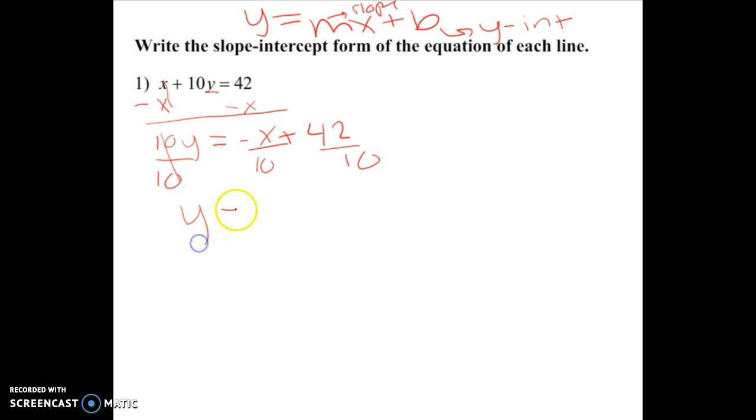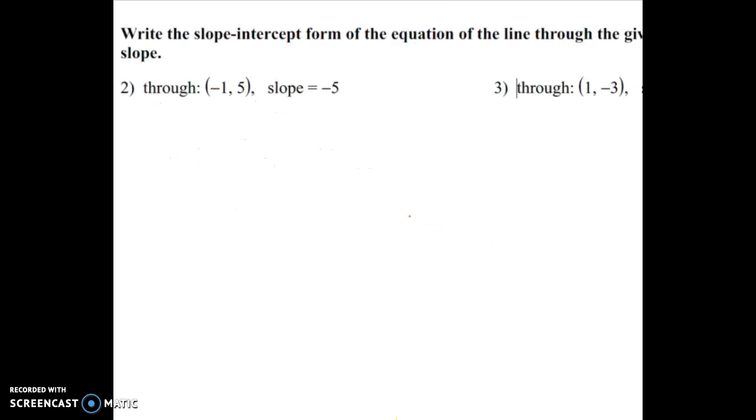So we'll end up with y equals negative x over 10. Remember, having a negative in front of a variable is like having a negative 1 if there's no other number. So this is negative 1/10 x, and we'll just leave this, the 42 over 10. You can get it in decimal form, which is 4.2, or you could leave it in a simplified fraction, which would be 21 over 5. But we'll go ahead and put it as 4.2. Not 42, but 4.2 there. So again, slope-intercept form.